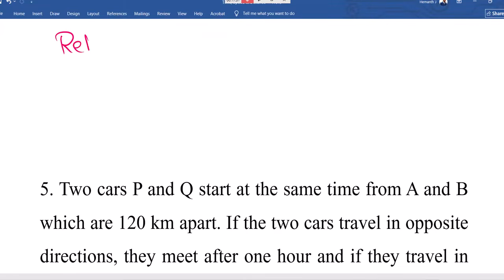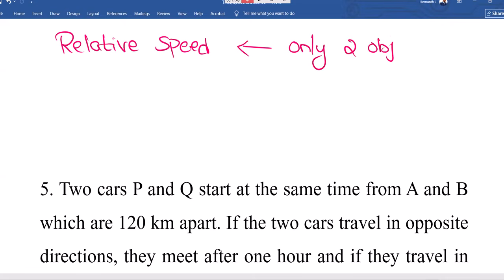As per the relative speed concept, this is applicable only when two objects are moving at a time. If only one object is moving, there is no need for the relative speed concept. Only when two objects are moving do we need it.